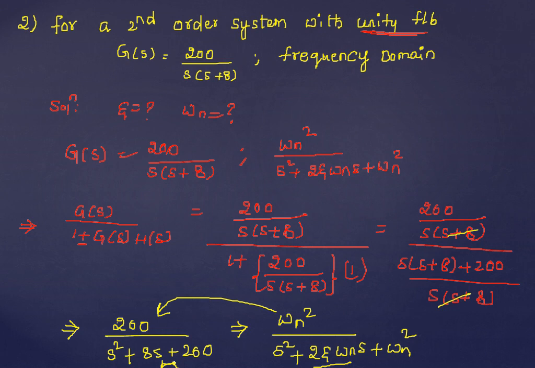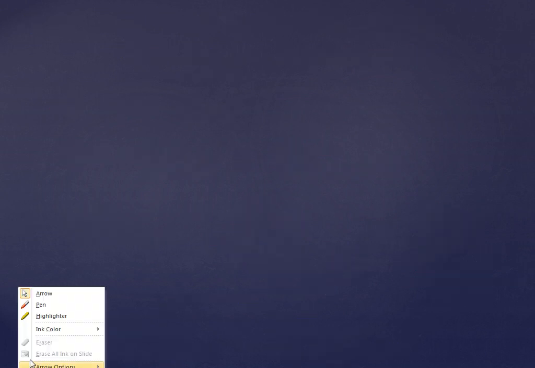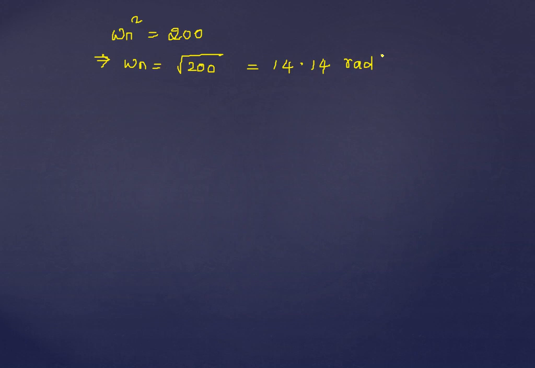So comparing these two equations, in place of omega n square we are having 200. So from this we can write omega n equal to square root of 200. The square root of 200 value is 14.14. Omega n is the natural frequency and the units are radians per second.